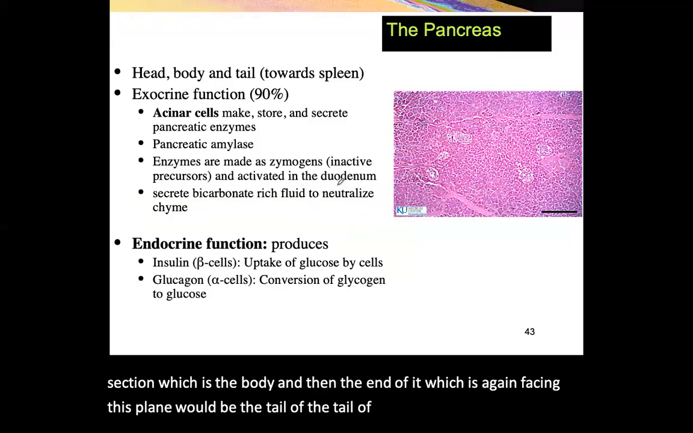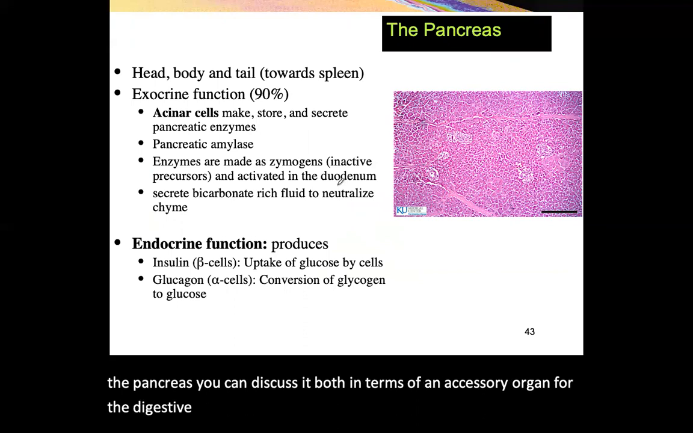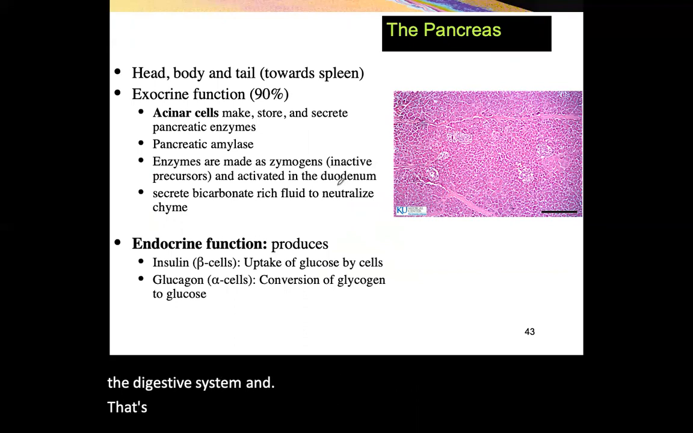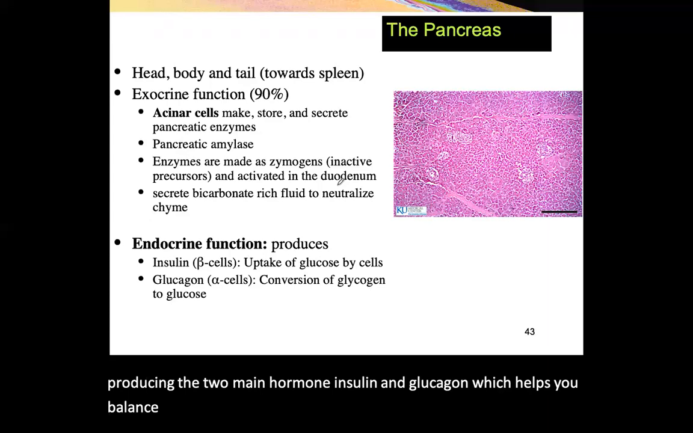Now, in terms of the pancreas, you can discuss it both in terms of an accessory organ for the digestive system, and that's the exocrine function, which is about 90% of the mass of the pancreas dedicated to that. And you also can talk about it in terms of the endocrine system, producing the two main hormones, insulin and glucagon, which help you balance the blood glucose or maintain your glucose homeostasis.